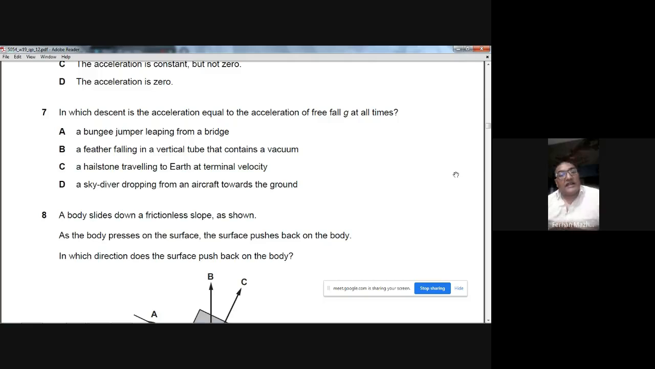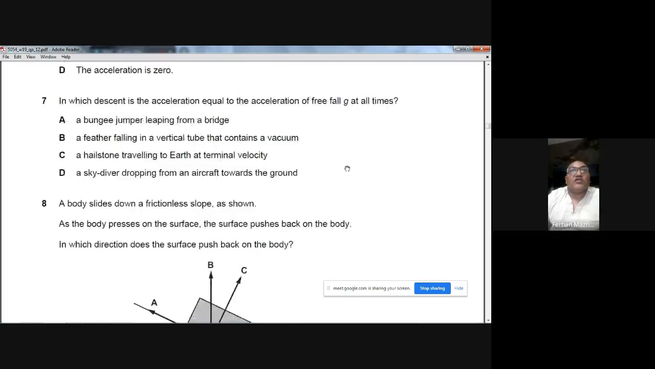But when he faces the air resistance, the amount of acceleration reduces. But if you have vacuum, then throughout its fall, its acceleration will remain constant. So B is the choice, a feather falling in a vertical tube that contains a vacuum. So question number 7, B is the choice.